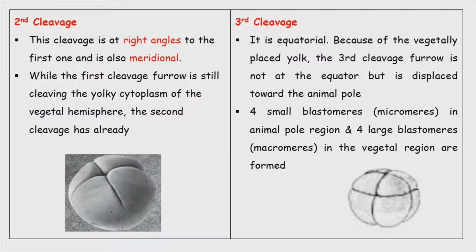Second division is also meridional, and it also passes through the animal and vegetal pole region, but the difference from the first one is that this cleavage is at the right angle to the first one. And while the first cleavage furrow is still cleaving the yolk cytoplasm of the vegetal hemisphere, the second cleavage has already begun, because due to the presence of the moderate amount of yolk which is present at the vegetal region, the cleavage is slow at the vegetal region.